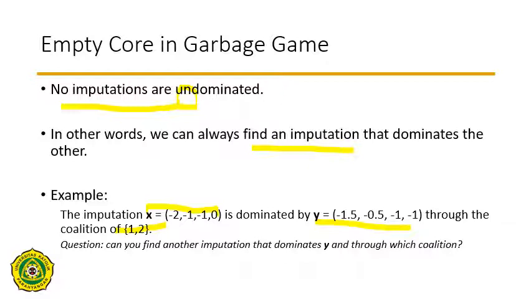Now the question is, I would like you to think about this. Can you find another imputation that dominates y? And through which coalition? Because the core is empty for this game, surely you can find that imputation. And then once you find that imputation, let's say z, you can always find another imputation that dominates z. So that's why in this game, the core is empty.